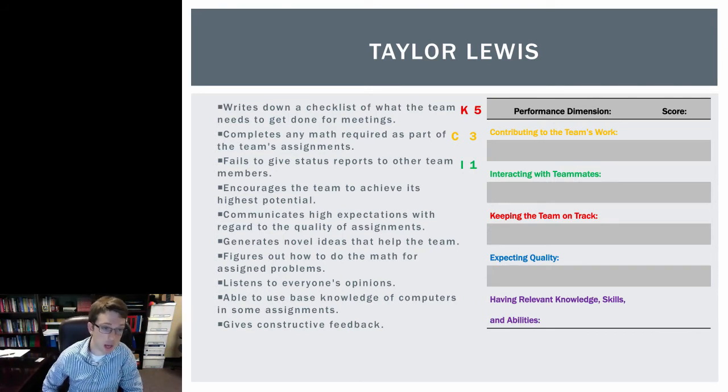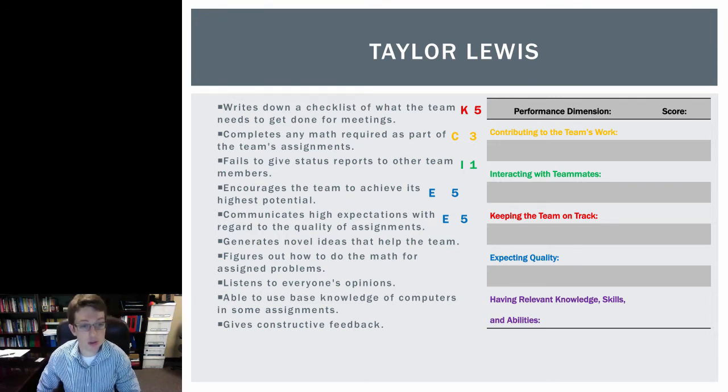And then for the next behavior, encourages the team to achieve its highest potential. Which category does it fall under? E for expecting quality. And then if we think of this in terms of high, medium, or low performance, it'd be a 5 for high performance. And how about communicates high expectations with regard to the quality of assignments? First, which dimension are we talking about? So again, this would be E for expecting quality. And if we think of this in terms of high, medium, or low performance, this would be high performance.